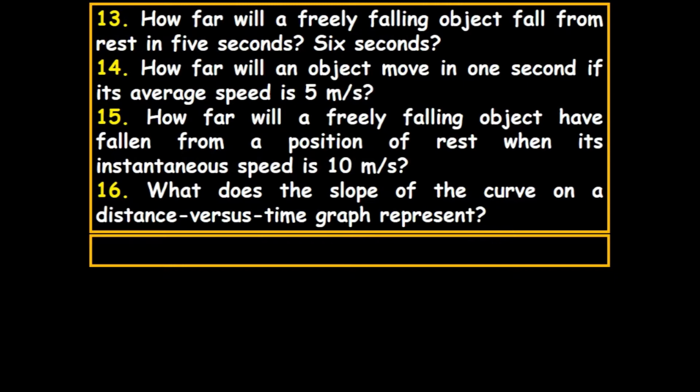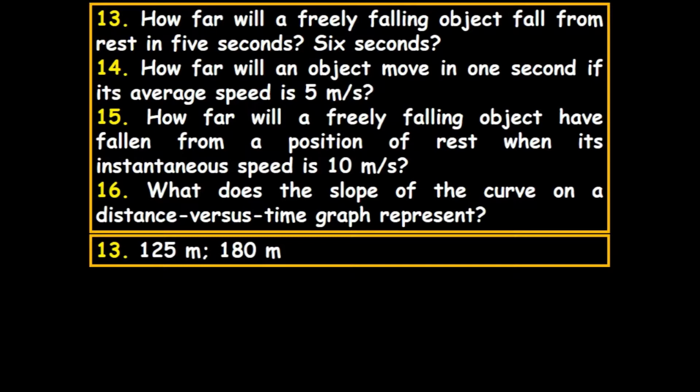How far will a freely falling object fall from rest in 5 seconds? That's from rest, one half g t squared. So that will be, sorry, one half times 10 times 5 squared, which would be 125 meters, and 180 meters respectively.